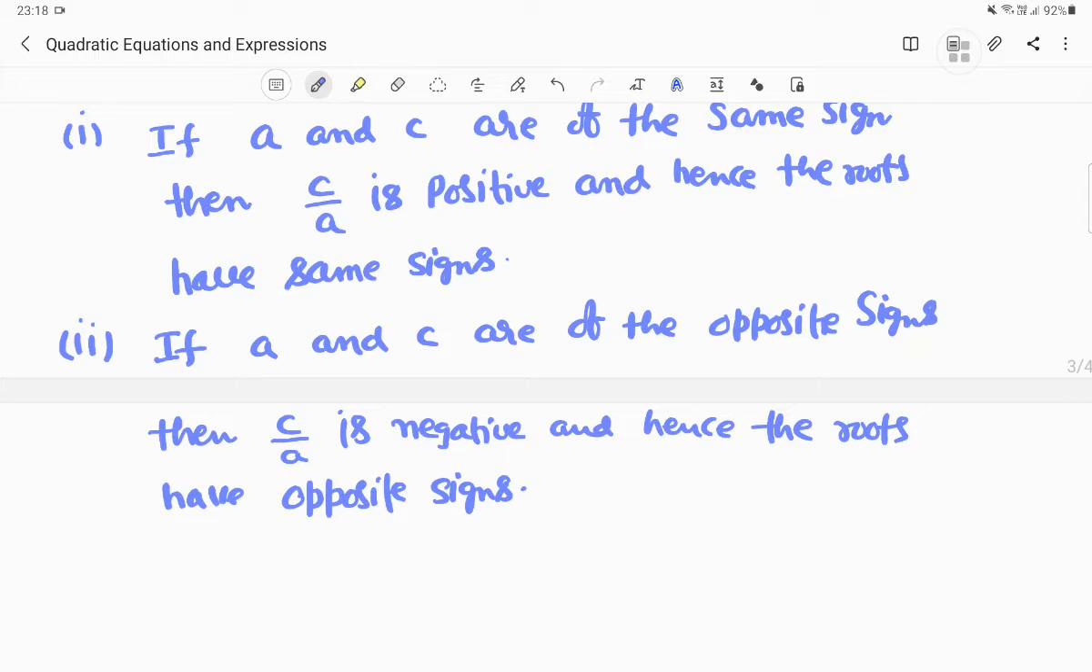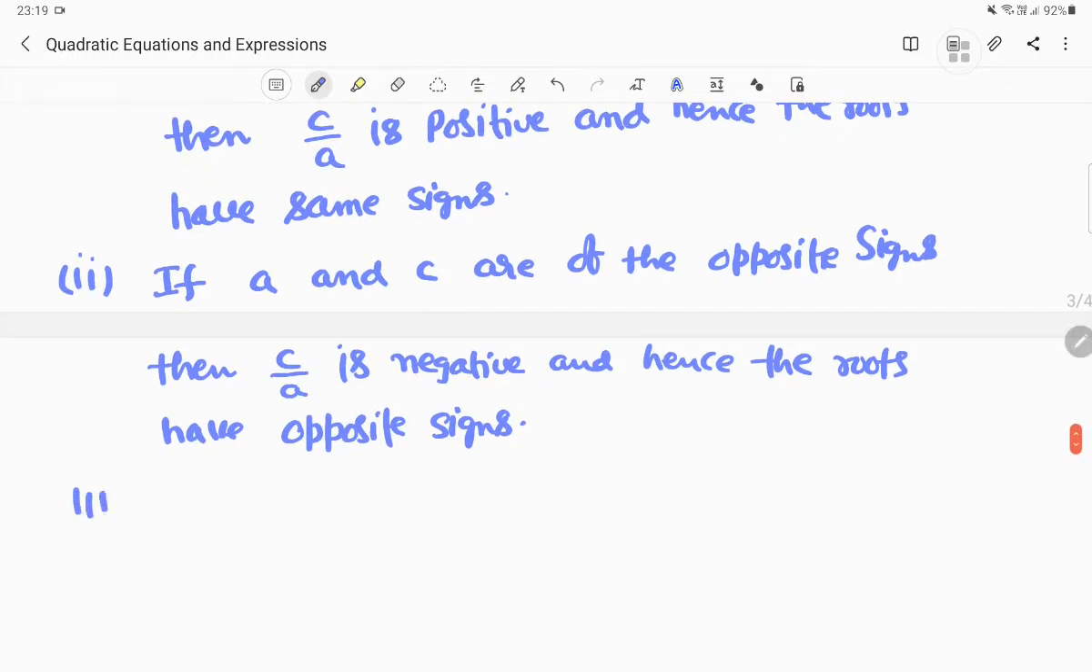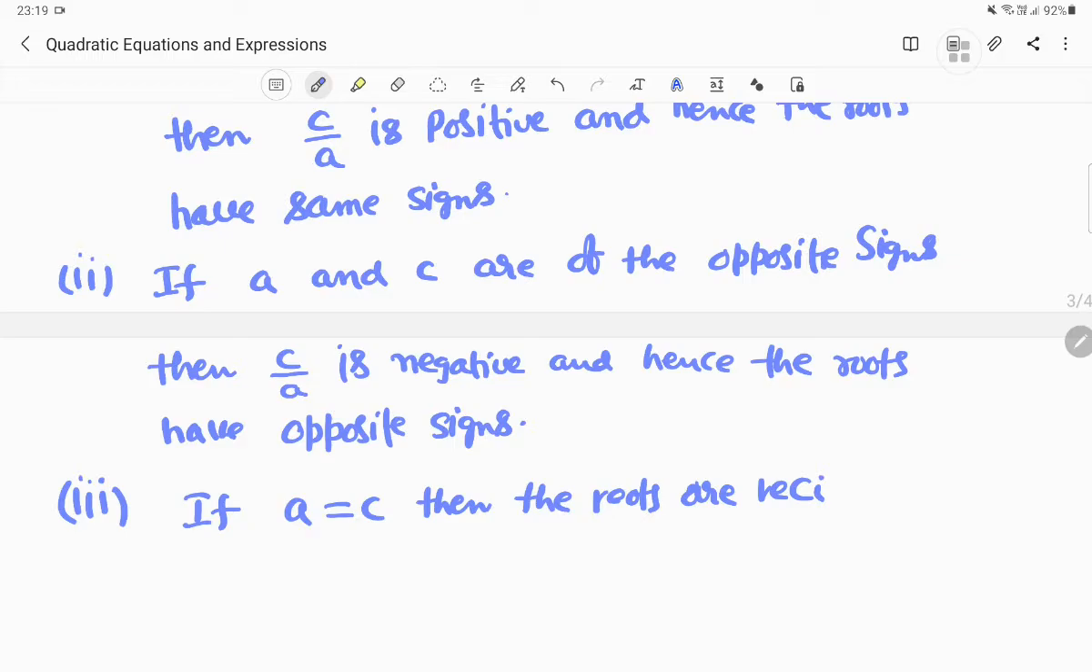Suppose the coefficient of x square and the constant are equal. The coefficient of x square in the quadratic equation is a. If a is equal to c, that is, the coefficient of x square and the constant are equal, then the roots are reciprocal to each other.